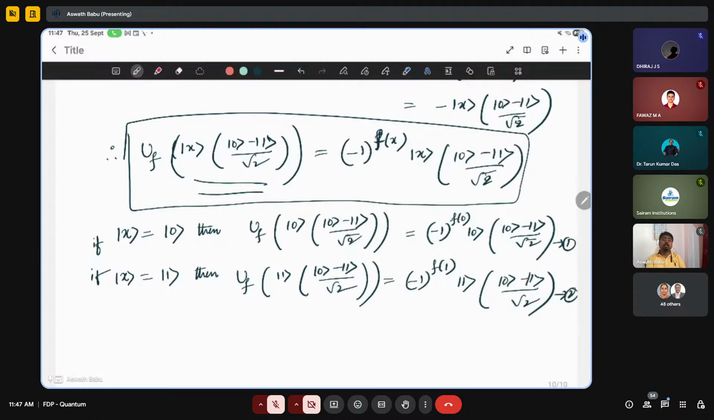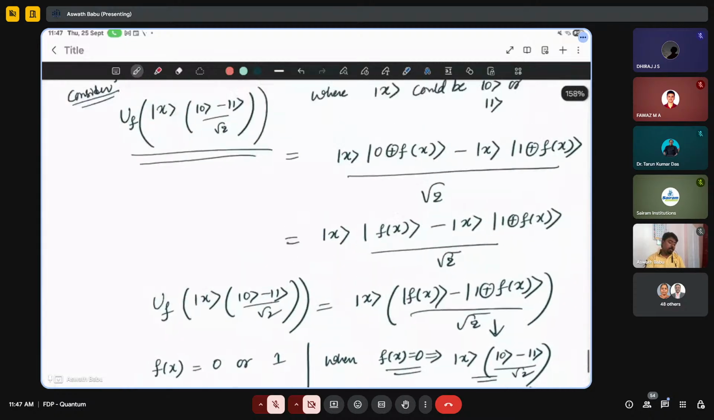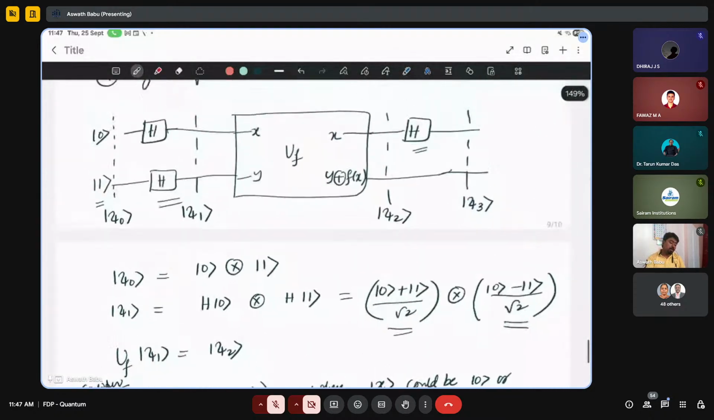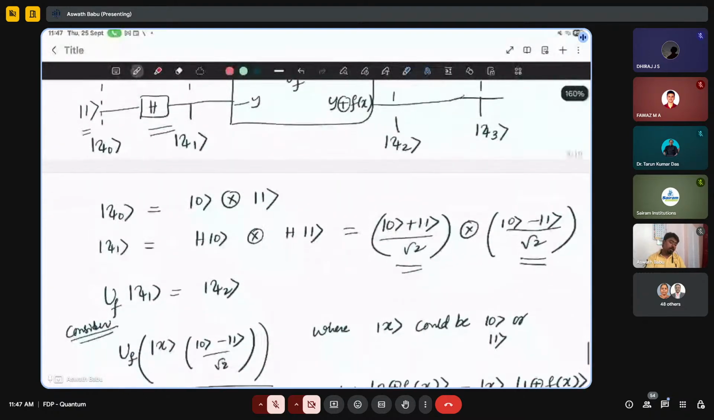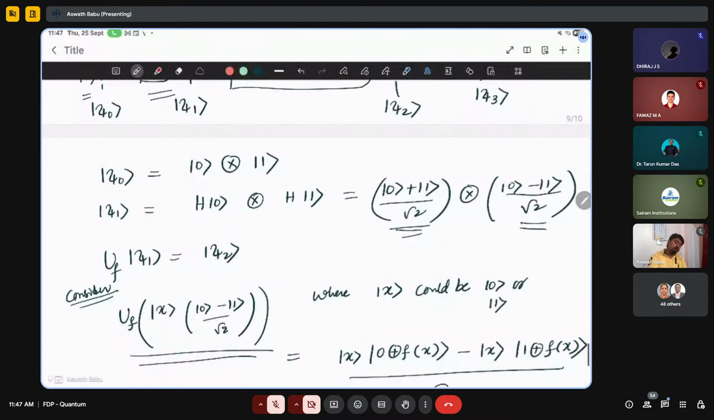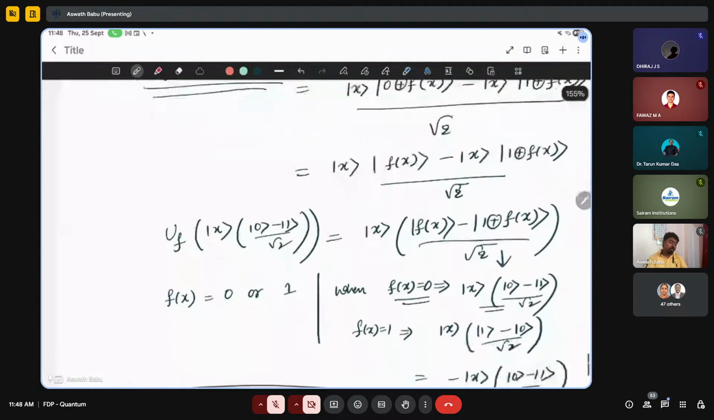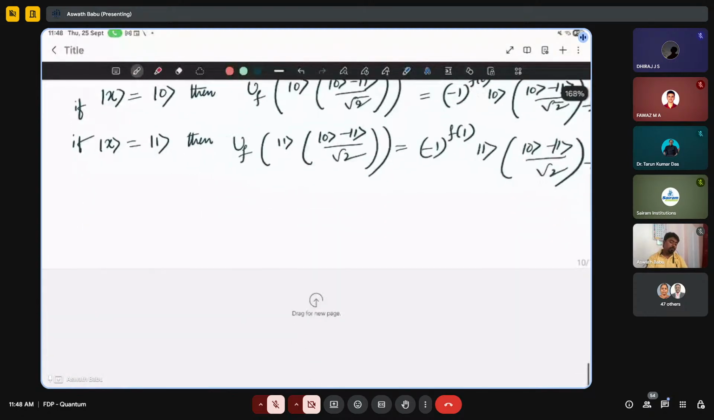Sum the above two equations and divide by square root of 2. What is the effect of control going in superposition while the target is in superposition? That was my actual objective: a unitary acting on psi 1 giving psi 2. So that is what I'm trying to find.